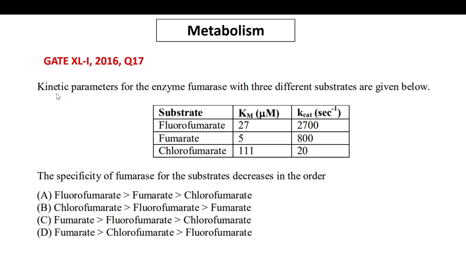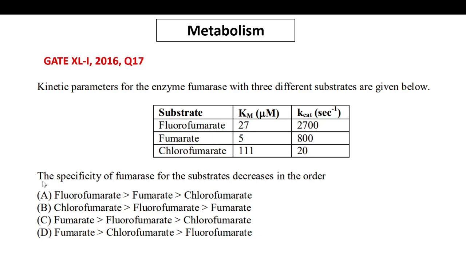Now the question states: kinetic parameters for the enzyme fumarase with three different substrates are given below. Substrate fluorofumarate, fumarate, chlorofumarate. So these are three substrates, and their Km and Kcat values are given. What Km and Kcat are, we will be discussing first in the next slide.